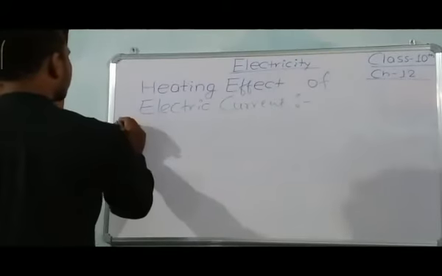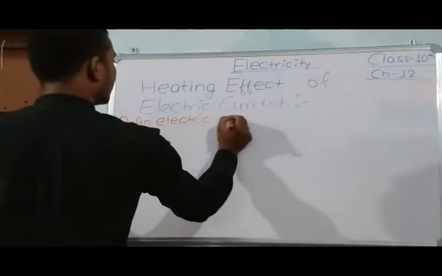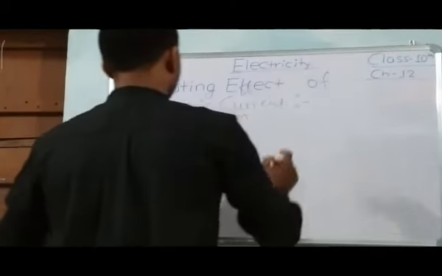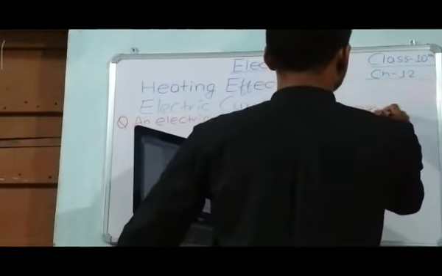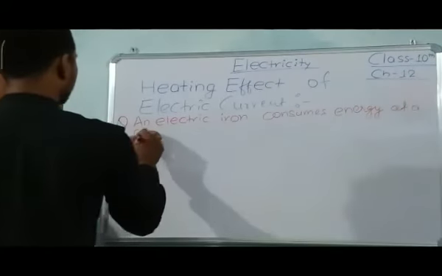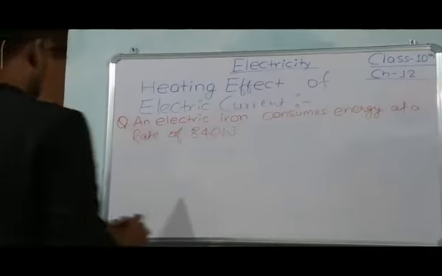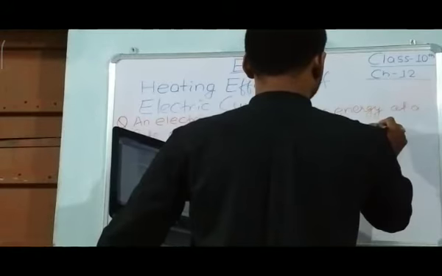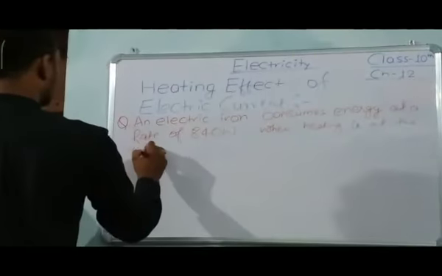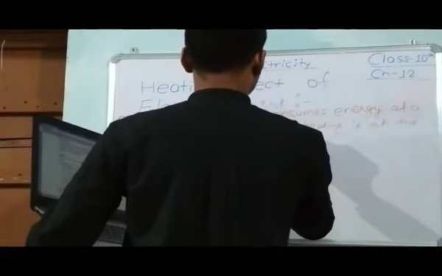An electric iron consumes energy at a rate of 840 watt when heating is at the maximum rate, and 360 watt when it is at minimum rate.